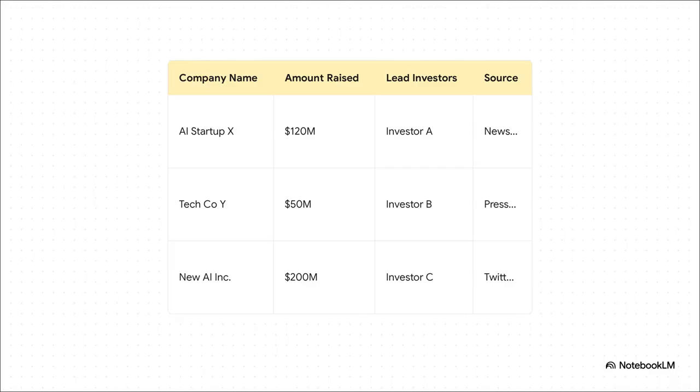And just a few moments later, you get this, a fully populated database. But here's the truly mind-blowing part. The AI designed the entire database itself. It figured out on its own that it needed columns for the company name, how much they raised, who the investors were, and the source. It didn't just fill in the blanks. It created the blanks to begin with.